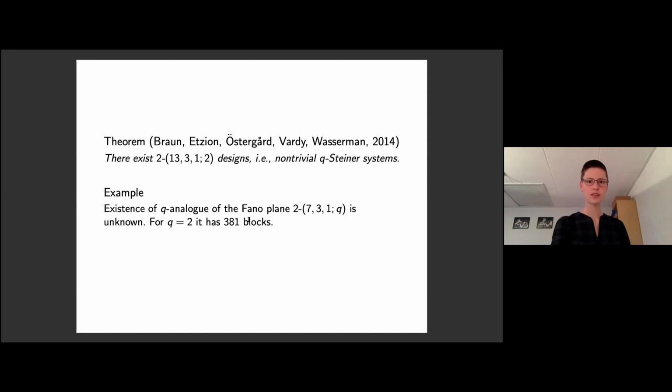And the smallest set of parameters that could be a parameter set is the q-analog of the Fano plane. And we don't know if it exists. So it's a 7-dimensional space, and you have to give some 3-dimensional spaces in such a way that every 2-dimensional space is in exactly one 3-dimensional space. For the binary case, you can calculate how many blocks it has. It has already 381 blocks. That's a lot more than the 7 blocks for the set case. So here you see that for q-analogues, the numbers blow up immensely.